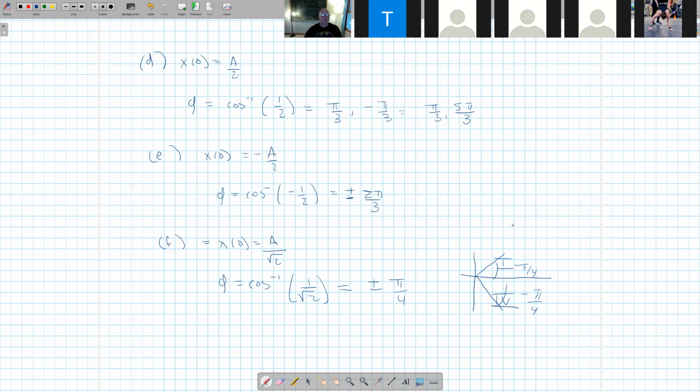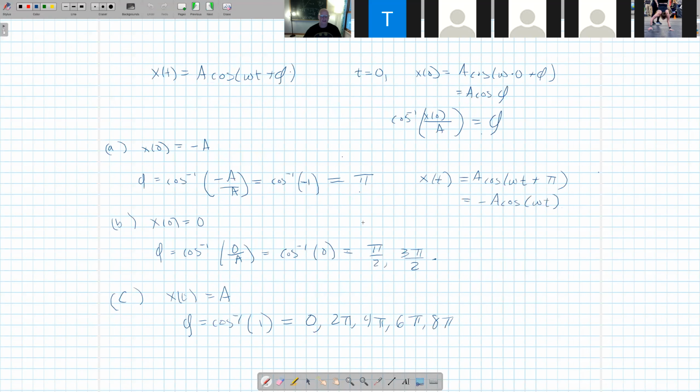So what's the point of all this? First of all, the point is to see how we actually calculate the phase factor. The phase factor is determined solely by where this thing is at time equal to 0. But it's a little more complicated than that because, as we see, only in cases A and C is there actually one answer. The reason is that here it's at the amplitude, or negative the amplitude.